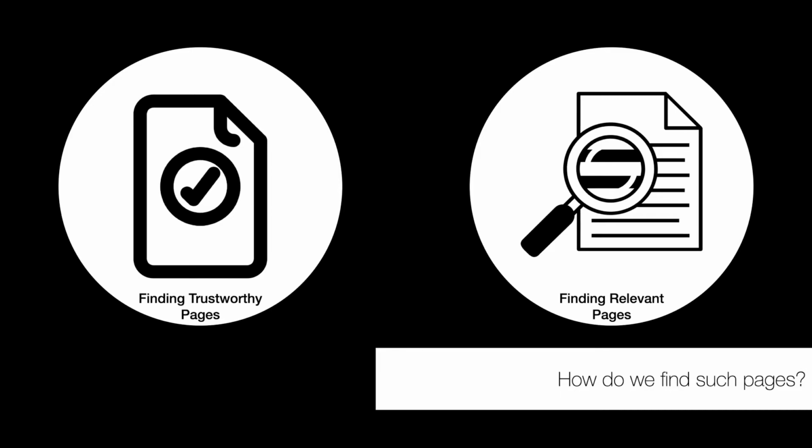And this really boiled down to two main tasks. The first is finding relevant web pages, the standard thing you may expect with a search engine, but also finding trustworthy pages that actually are useful or authoritative sources for information. So how do we find that?